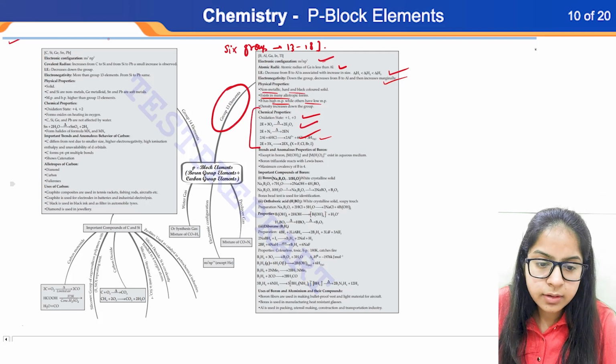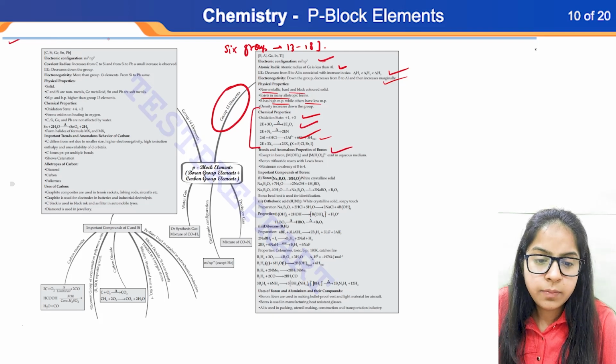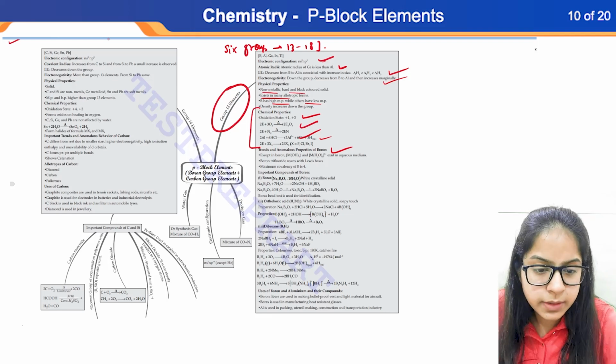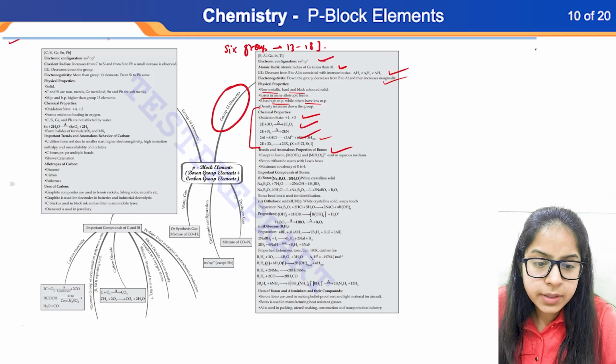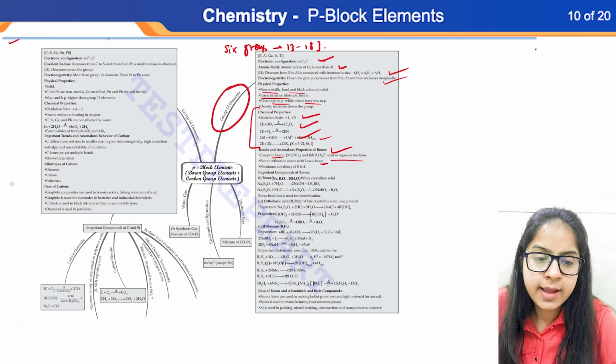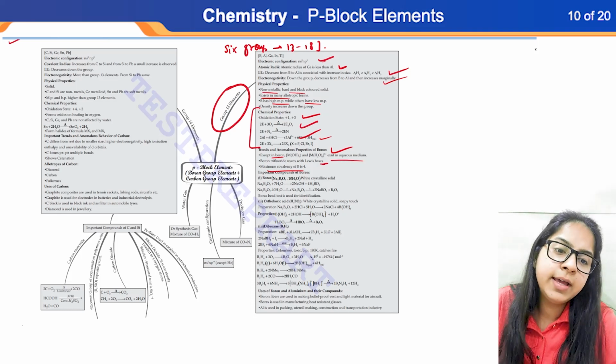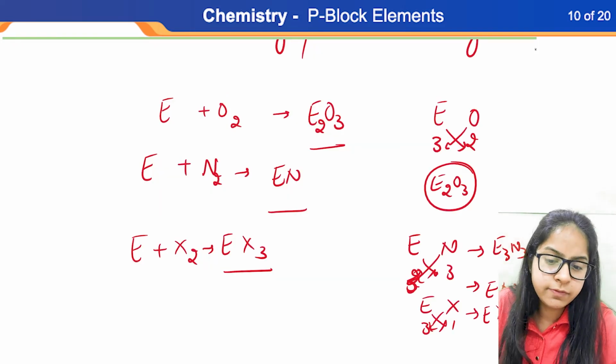Okay. Now, there are trends and anomalous properties of boron. What are the trends and the anomalous properties? Except for boron, all the elements form MOH4 minus and M(H2O)6 2 plus in aqueous media. Boron trifluoride reacts with the Lewis base. How will it react with the Lewis base? This is an important question. Maximum covalency of boron is 4. Why is the maximum covalency of boron 4?